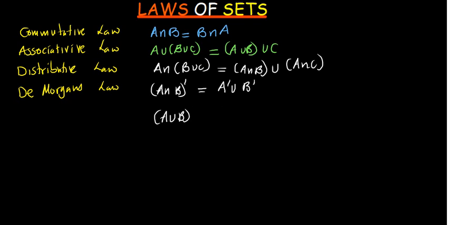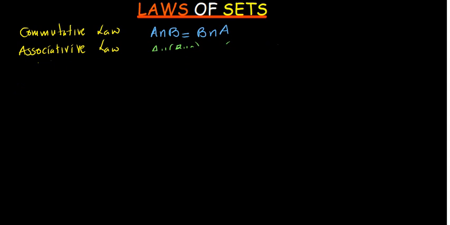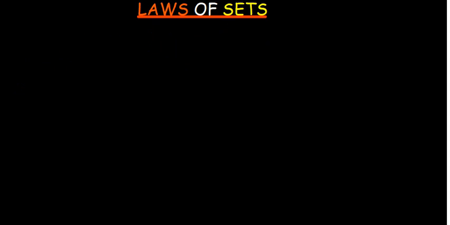Now, how do we get to prove this? On proving, I'm going to start with associativity, distributive, and then De Morgan's. I'm not going to prove commutative. And here we are using the general way of proving. Of course, you can prove using Venn diagrams. But if they ask you to prove and they've given you 5 marks, don't use Venn diagrams.